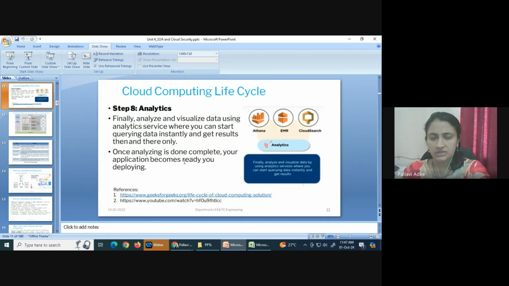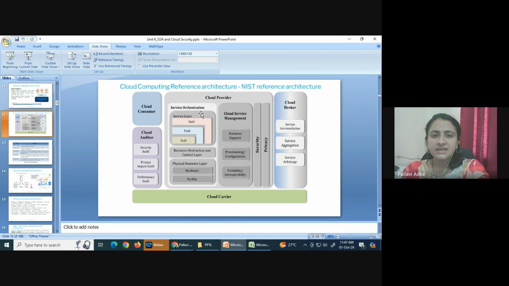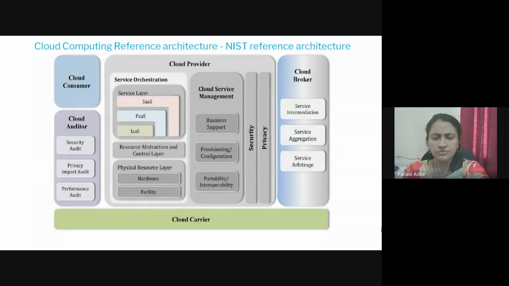So this is an important question for your theory as well as for your oral. Now this is the NIST reference model, the cloud computing reference architecture. If they are asking this question, we have to build that NIST model again.